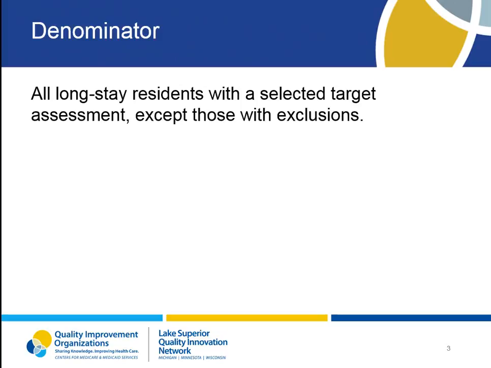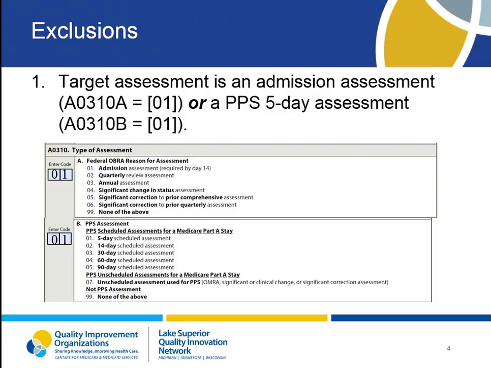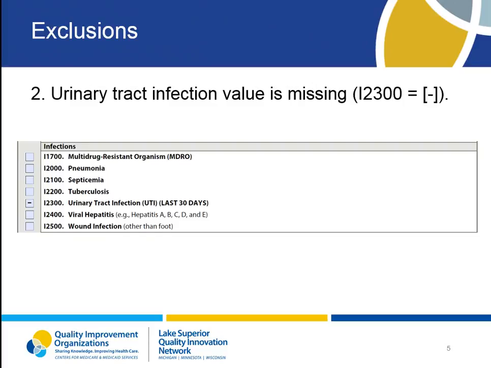The denominator for this measure includes all long-stay residents with the selected target assessment except those with exclusions. There are two exclusions for this quality measure. The first exclusion is that the target assessment is an admission assessment or a PPS 5-day assessment. So A0310A would be coded as 01 or A0310B would be coded as 01. The second exclusion for this measure is that the urinary tract infection value is missing. So I-2300 would be coded with a dash.